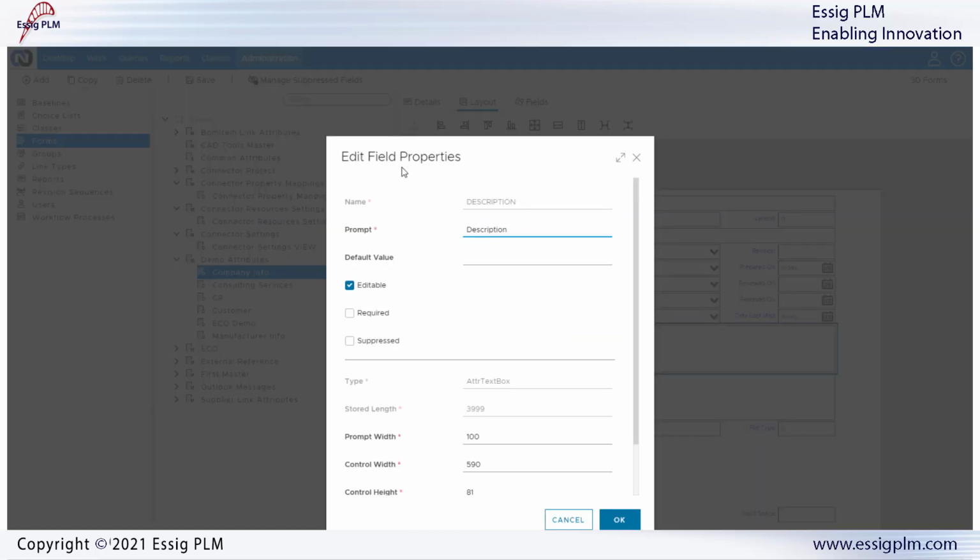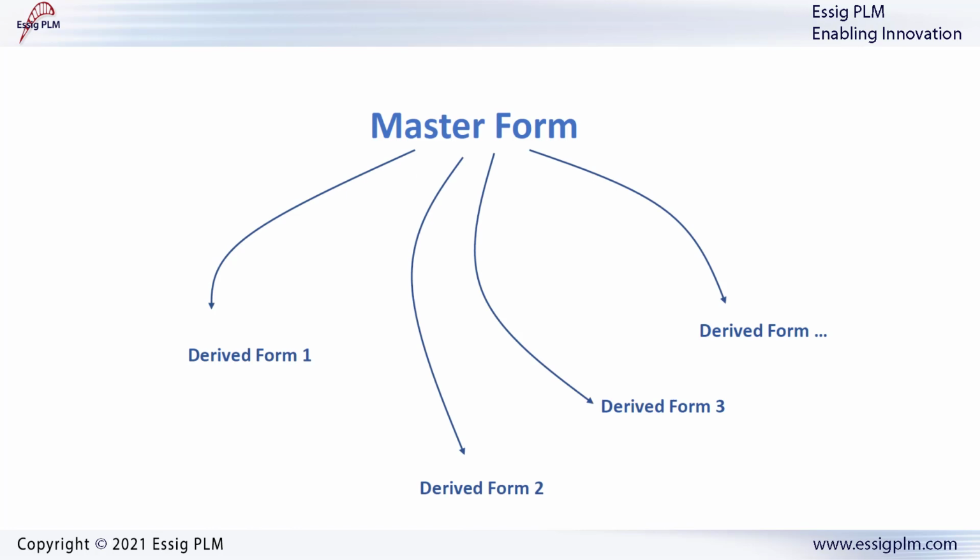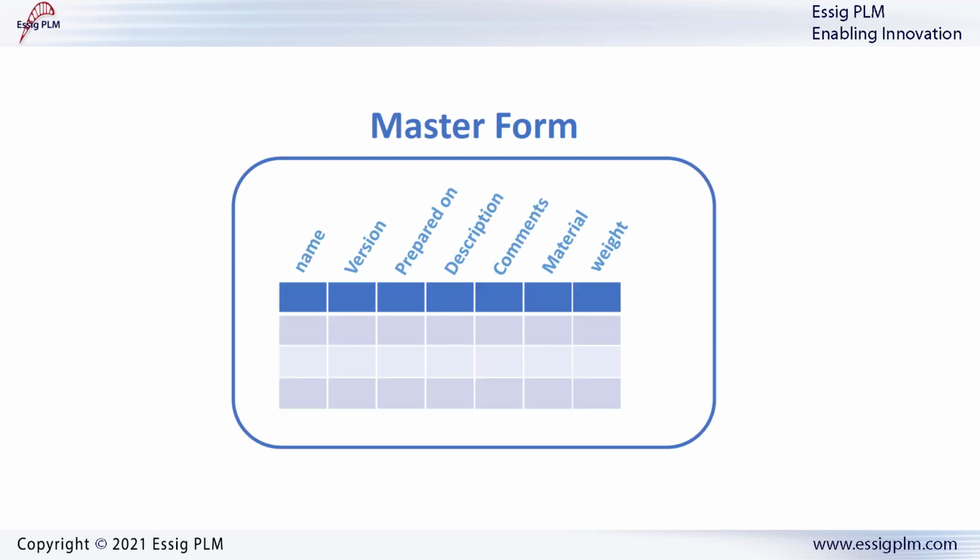As we introduced earlier, there are two kinds of forms, master forms and derived forms. A master form defines the structure of a database table. Every time you create a master form, a new database table is created. If you add a field to the master form, a new column is added to the database table. What is a derived form then?